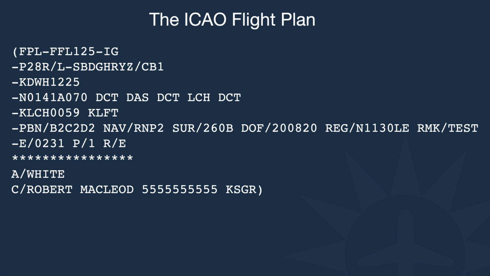He does not know your name. He does not know your cell phone number or your home base. He has access to that information if he needs it. He would have to do what's called a request for supplemental information, or he could call ForeFlight.